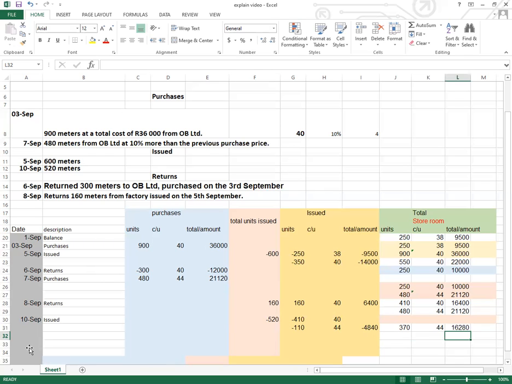Okay. Remember, guys, we were calculating what? Closing balance. Ne? Let's assume our September, it ends on 31st of September, which is closing date. Okay? Then our closing unit is 370 units.